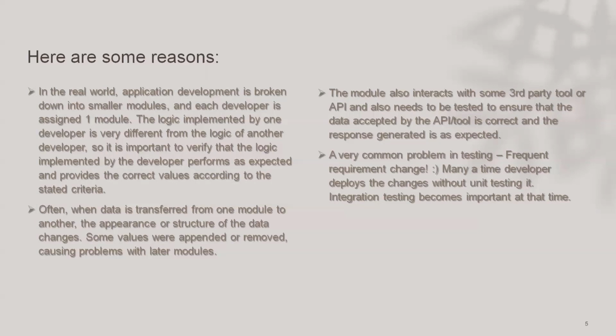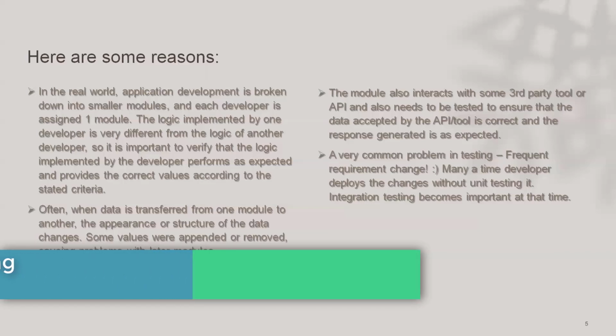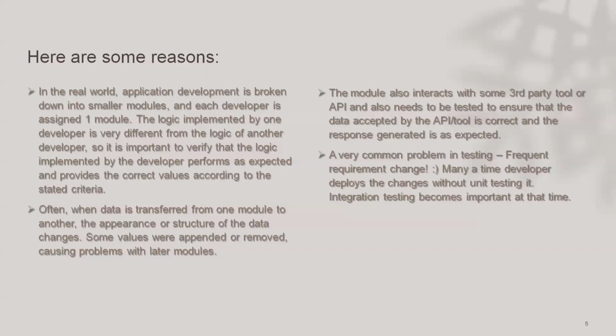Often when data is transferred from one module to another, the appearance and structure of the data changes. Some values are appended or removed, causing problems with later modules. Third, modules also interact with third-party tools or APIs, which also need to be tested to ensure that the data accepted by the API or tool is correct. So this is the end-to-end flow we are talking about.